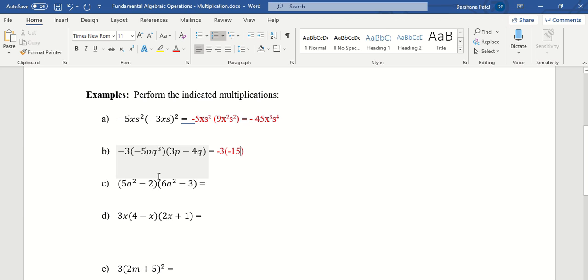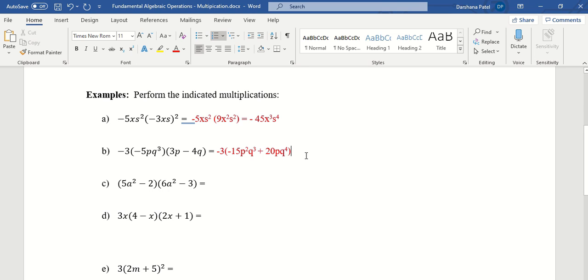P times P will give me P square. Q cubed will remain same. Negative, negative, positive will give us positive 20 P Q to the power of 4.